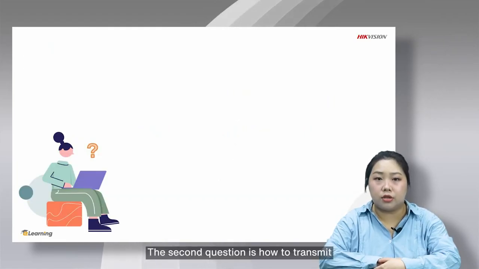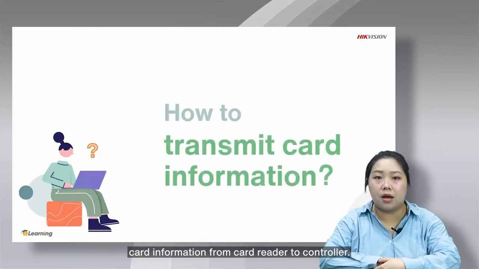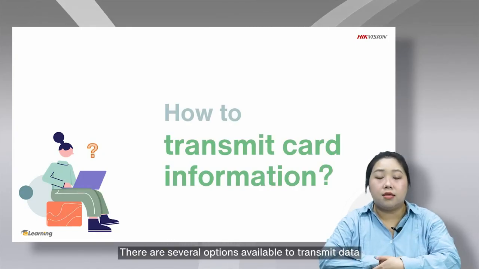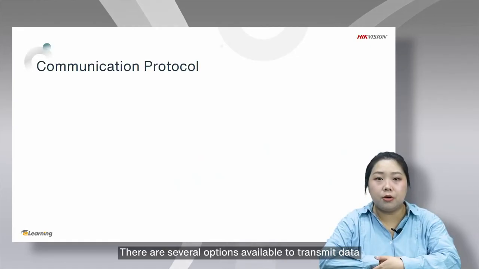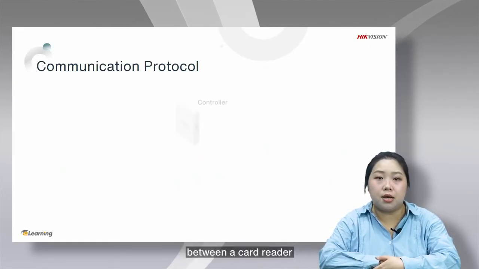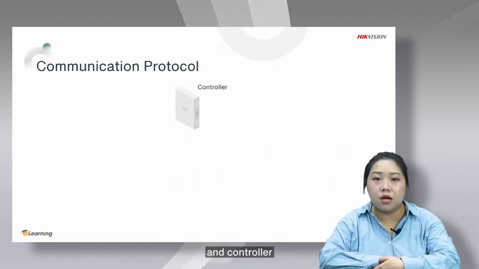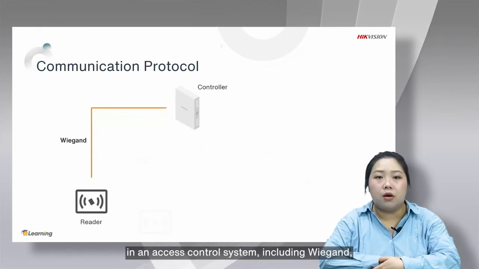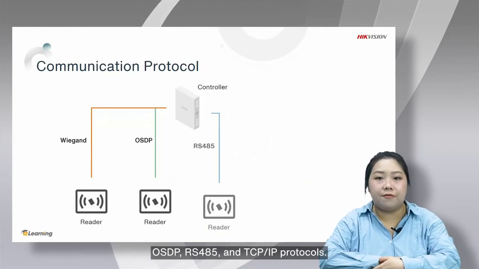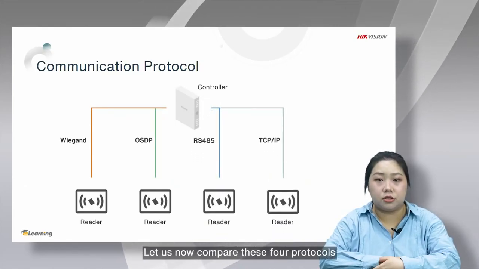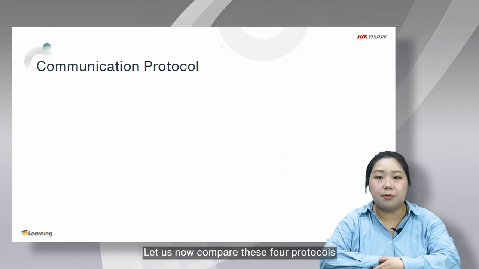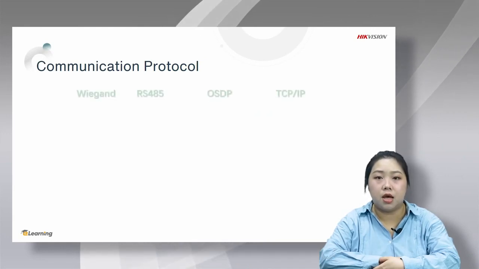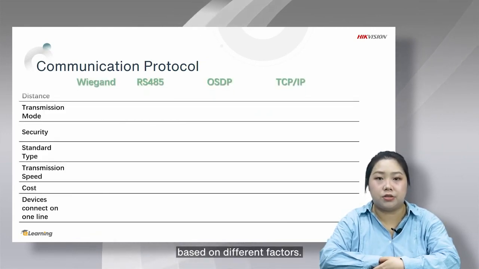The second question is how to transmit card information from card reader to controller. There are several options available to transmit data between a card reader and controller in an access control system, including Wiegand, OSDP, RS485, and TCP/IP protocols. Let us now compare these 4 protocols based on different factors.